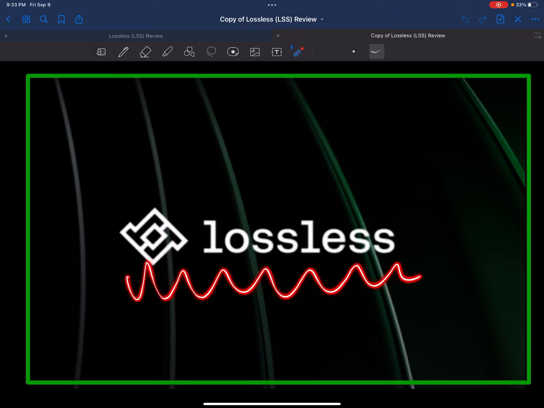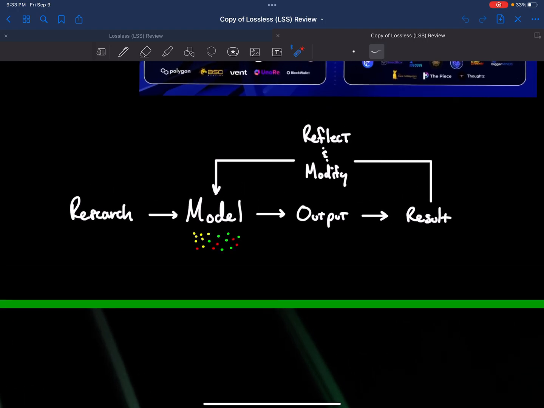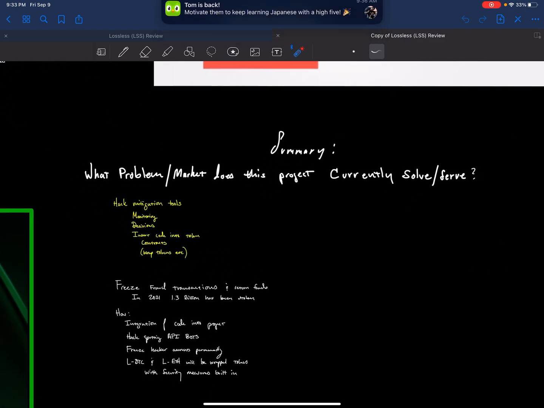Today I'm going to review Lossless. For those who are unfamiliar with how my channel works, I put research into a model. The model has an output. The output I weigh against reality. I reflect and modify, and then hopefully correlate the model to a higher ROI over the long term. This is an iterative process. The model is something I iterate on, and I try to correlate it to make accurate predictions about projects. This is the model. The project is Lossless, and I'm going to dive right into it.